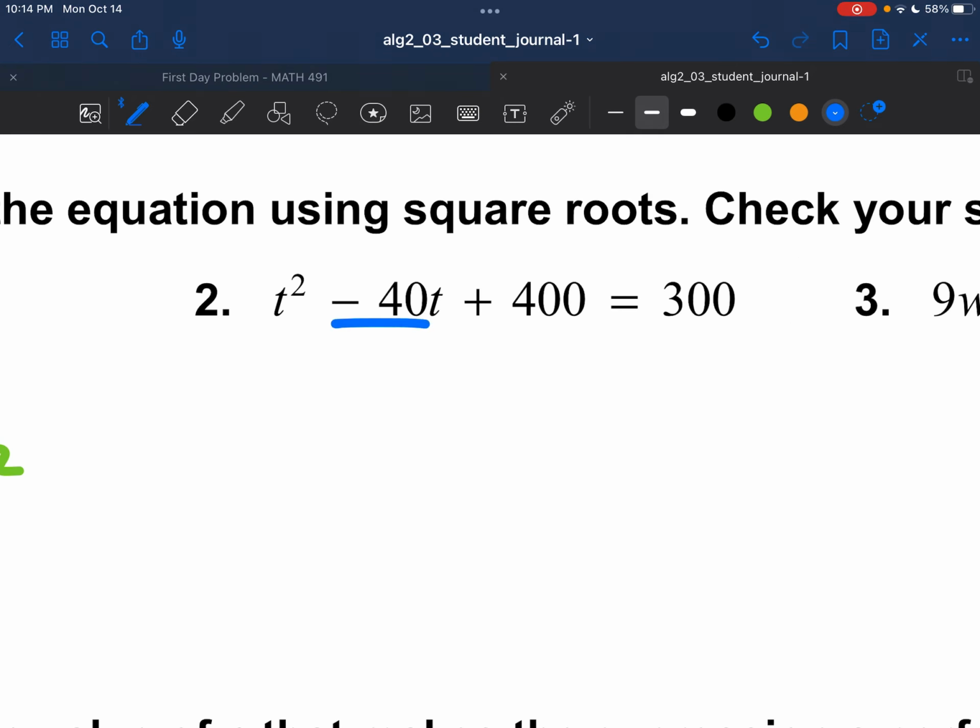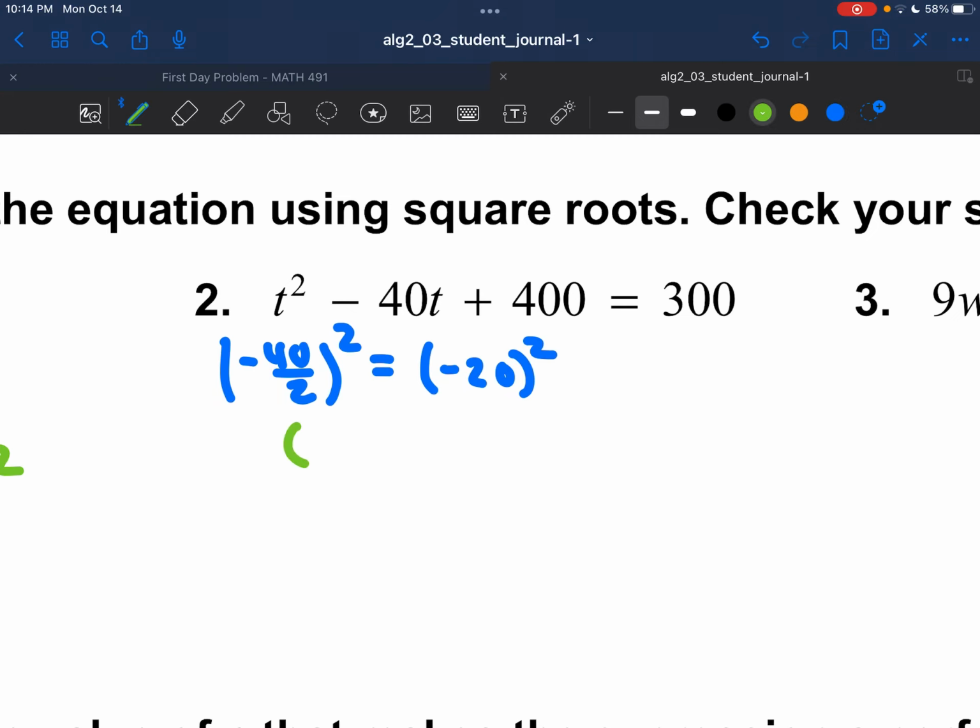I'm going to start this part in blue. I know for 40 here, negative 40, that's (negative 40 over 2) squared, which 40 over 2 is 20, so that would be negative 20 squared. I'm not going to go any further just yet because I'm going to use that negative 20 to factor. So that's going to be (x − 20)², because it's negative, equals 300.